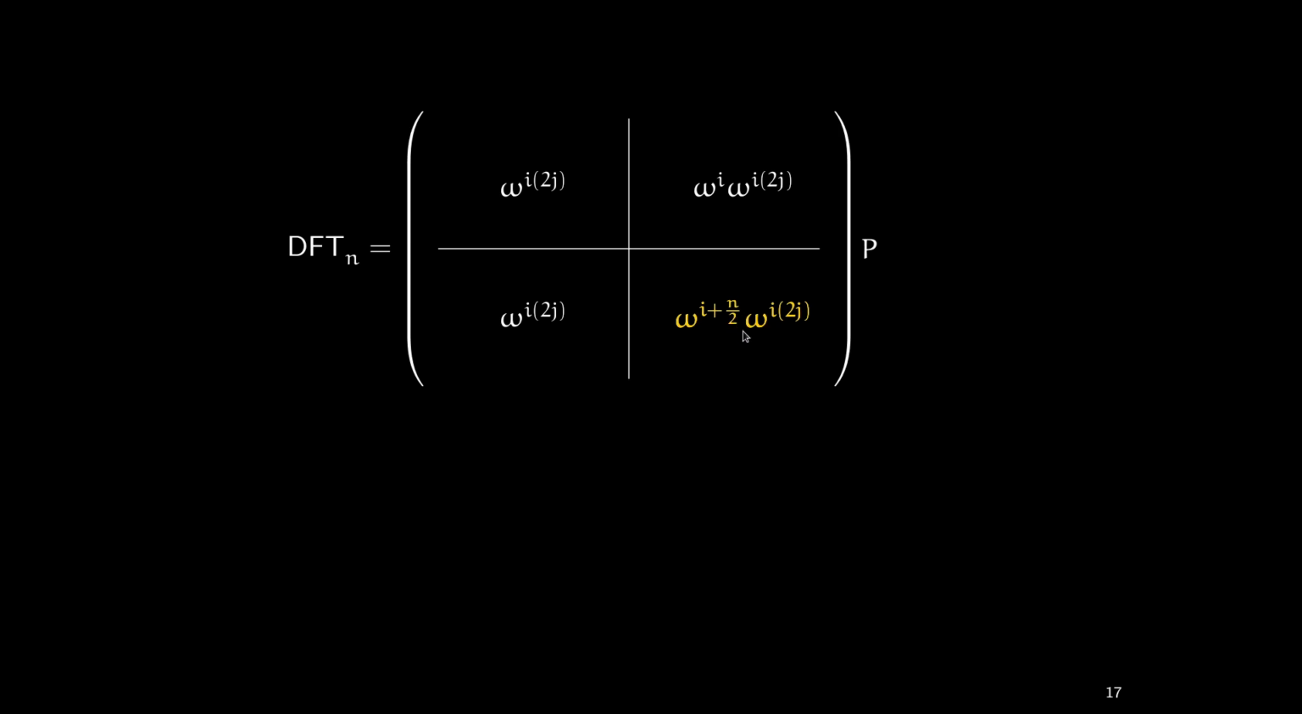Now what is omega to the n half? We know that omega to the n is 1. And we know that omega to the n half squared is also 1. So omega to the n half should be something which becomes 1 when I square it. But it cannot be 1, because omega is a primitive nth root of unity, so omega to the n half cannot already be 1. But that means there's only one other choice. Omega to the n half must be minus 1. Okay, so here this is minus 1.